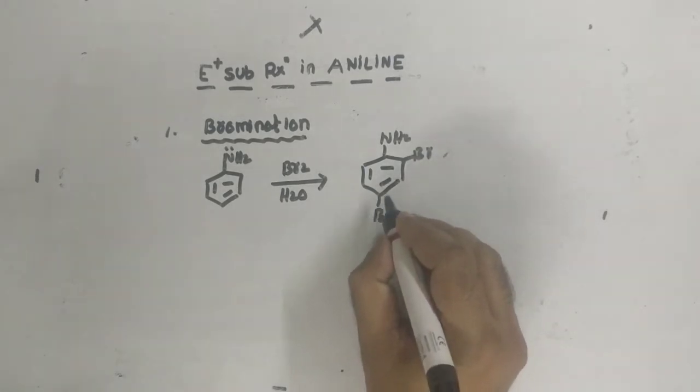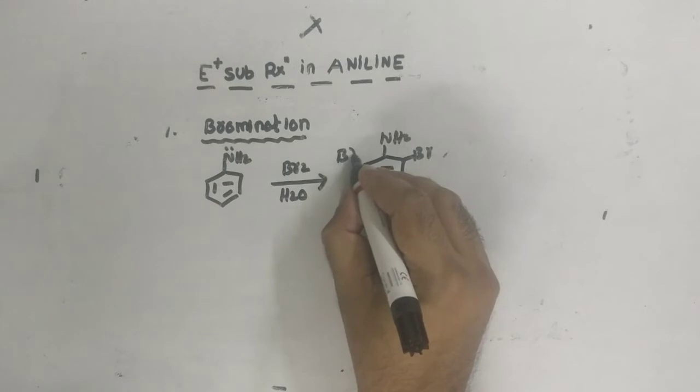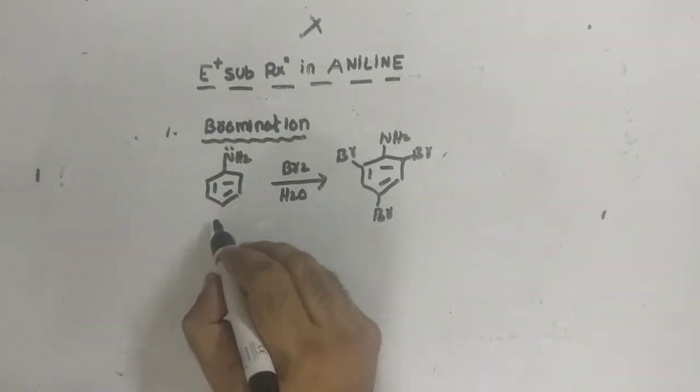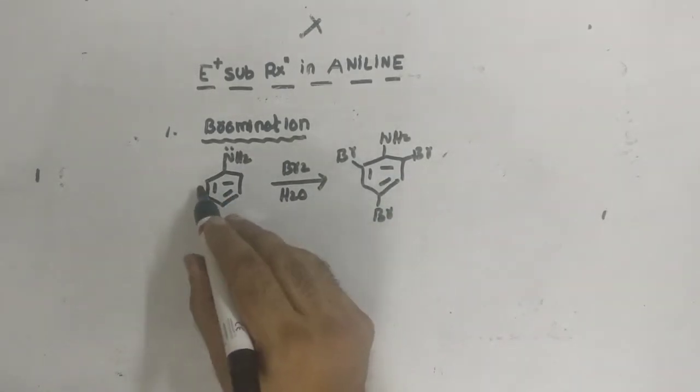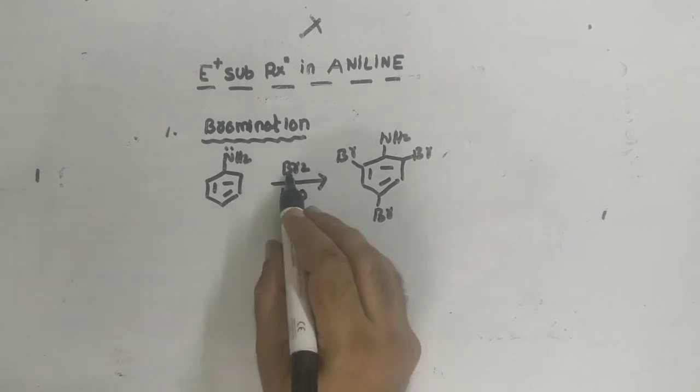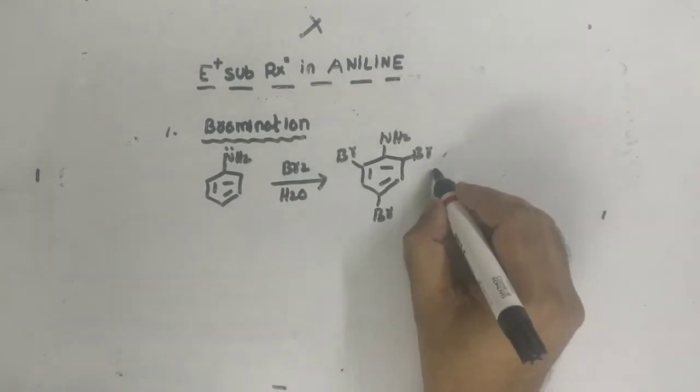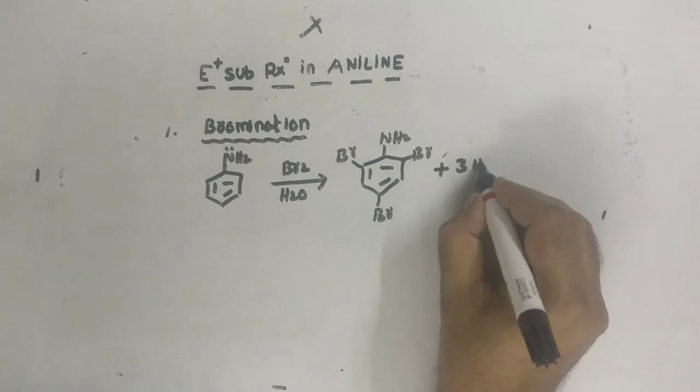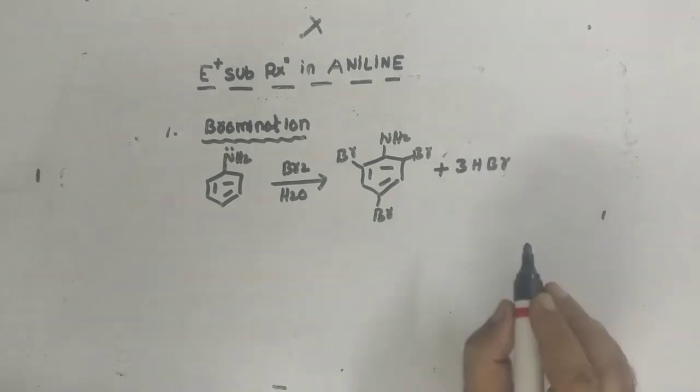2,4,6-tribromoaniline you will get. The ring is so much activated. The ortho and para positions have so much negative charge that the electrophile attacks at all the ortho and para positions simultaneously, and we get a tri-substituted product.